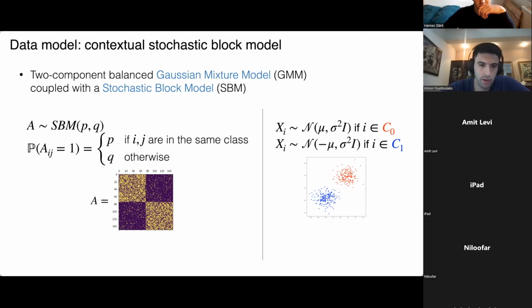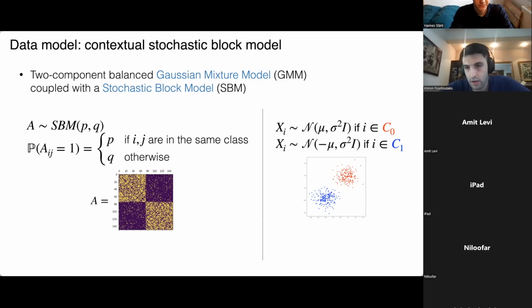And we draw an inter-edge with probability Q. Here we're focusing on 2 classes, for simplicity; you can analyze more classes as well if you want. So the adjacency matrix basically looks like a 2-block matrix.